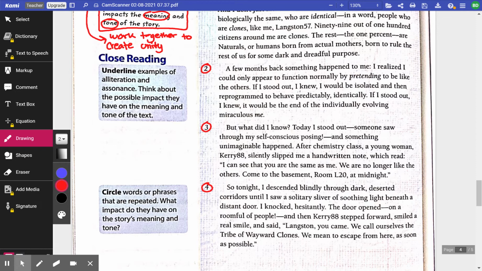So tonight, I descended blindly through the dark, deserted corridors until I saw a solitary silver sliver of soothing light beneath a distant door. I knocked hesitantly. The door opened on a room full of people, and then Carrie 88 stepped forward, smiled a real smile, and said, Langston, you came. We call ourselves the Tribe of Wayward Clones. We mean to escape from here as soon as possible.